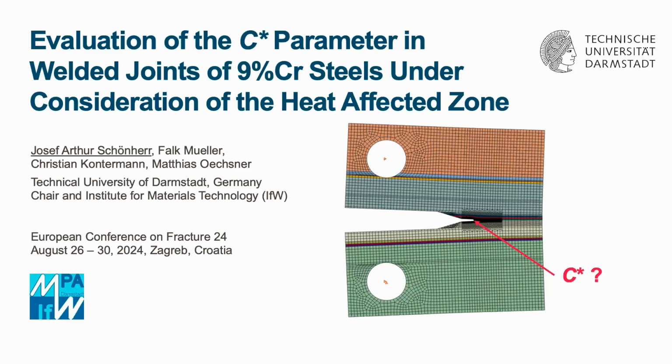I'm working in a research project that considers cracks or defects in high temperature steels of the 9% chromium range. And we have welded joints here from two base materials with another buttering layer, and we were wondering how to calculate a C star integral. If somebody doesn't know what a C star integral is, it's basically a parameter to quantify the crack tip loading under steady state creep.